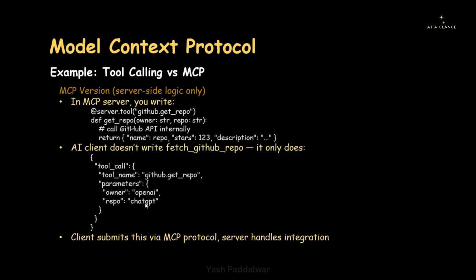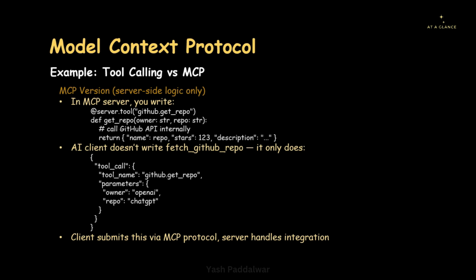Once that is done, your client will now be able to access the MCP servers, and with the user's query, it will return this particular JSON, wherein it will include the tool call name and the list of parameters automatically, and this will be called and executed, and finally the output will be returned to the LLM. So here the client submits this via MCP protocol, and the server handles the integration. So you don't have to worry about this. I hope the difference is getting cleared.